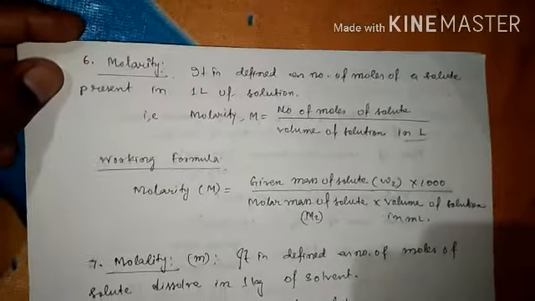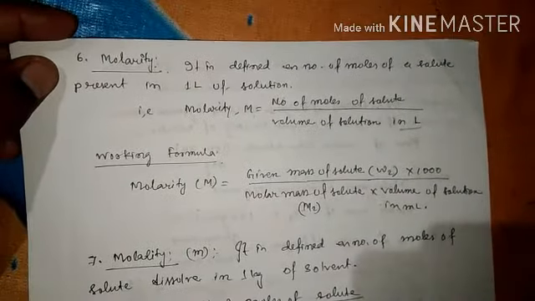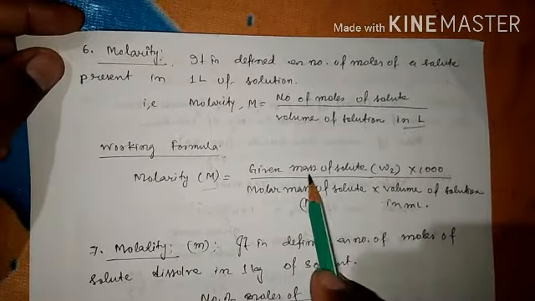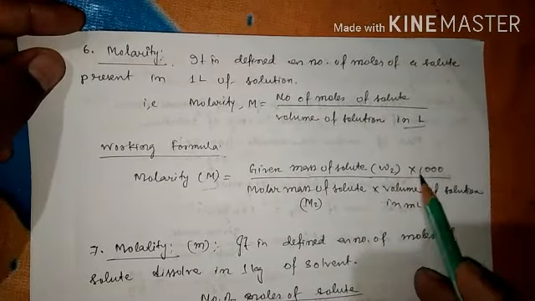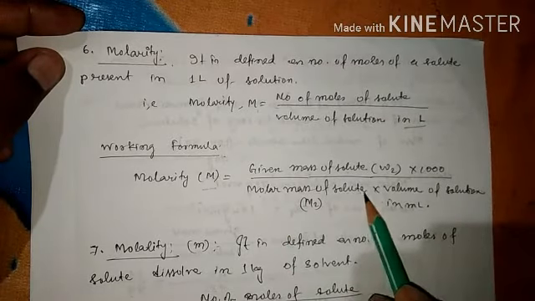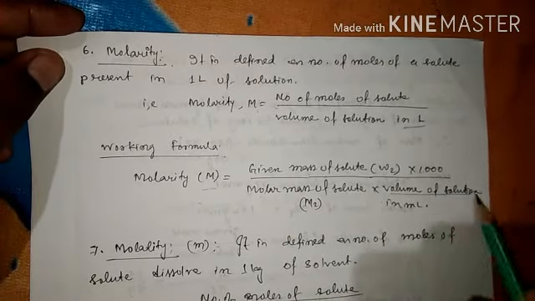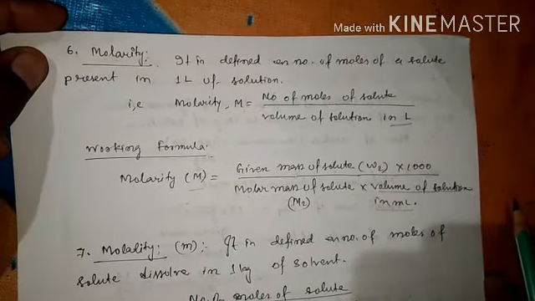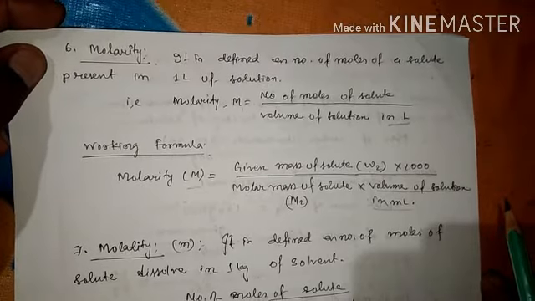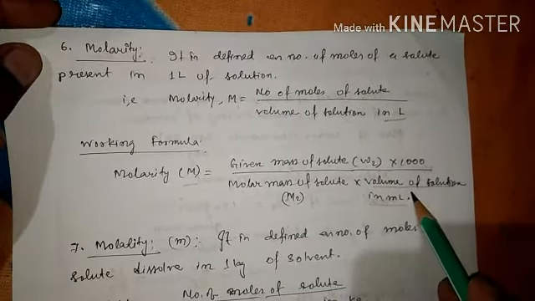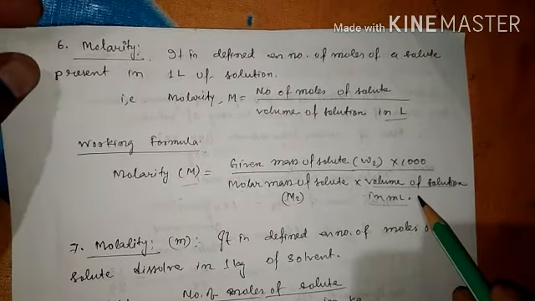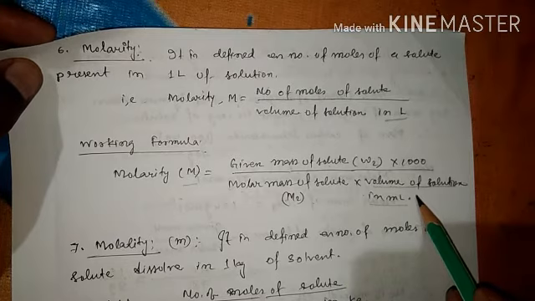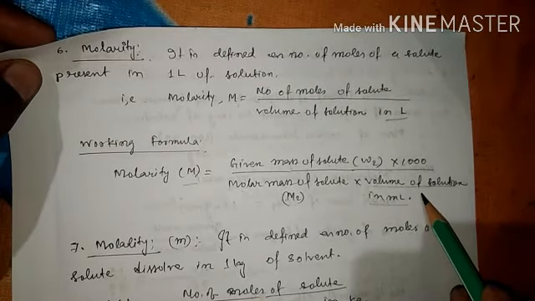Now what is the working formula? How can I calculate the molarity of a given solution? See, molarity M equals the given mass of the solute W2 into 1000 divided by the molar mass of the solute M2 times the volume of the solution in ml. That means the volume in which we are going to make the solution. Suppose it is 250 ml, suppose it is 500 ml, because a standard volumetric flask we can obtain in 100, 250, 500 ml or 1 liter.